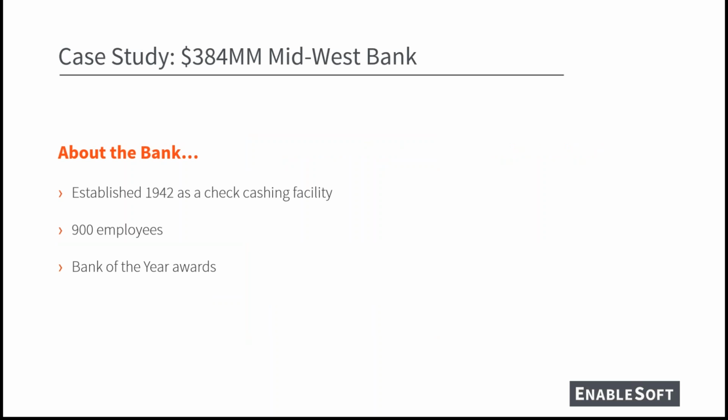Next case study we have here, this is a $384 million bank, also located in the Midwest. We serve lots of customers. They're not all located in the Midwest. This one was established in 1942 as a check cashing facility, employs 900 people, and is a winner of multiple Bank of the Year awards from various governing bodies and trade groups.